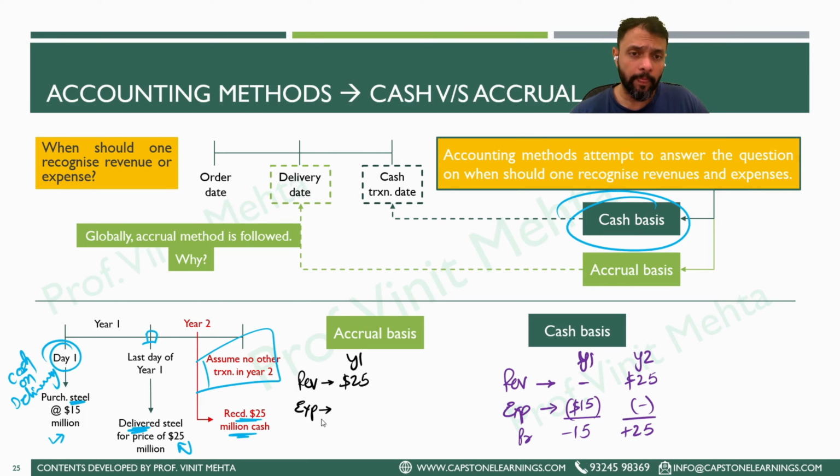Yeah, purchase expenses would be 15 million. Perfect. And can I say your profit is positive 10? Acha, in year 2, did you deliver any goods or receive any goods?